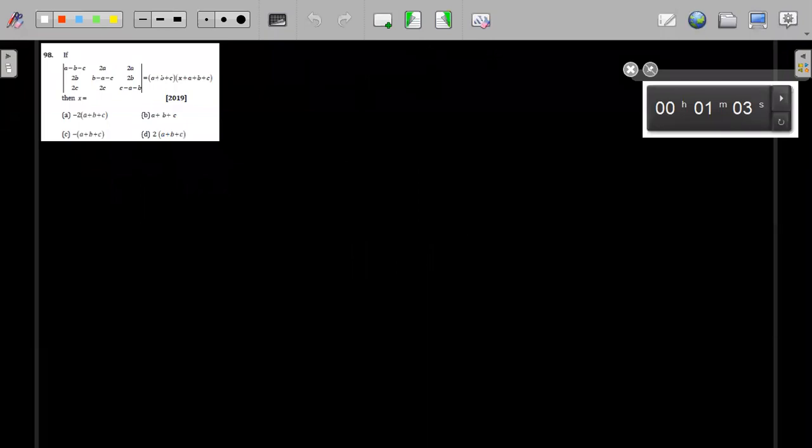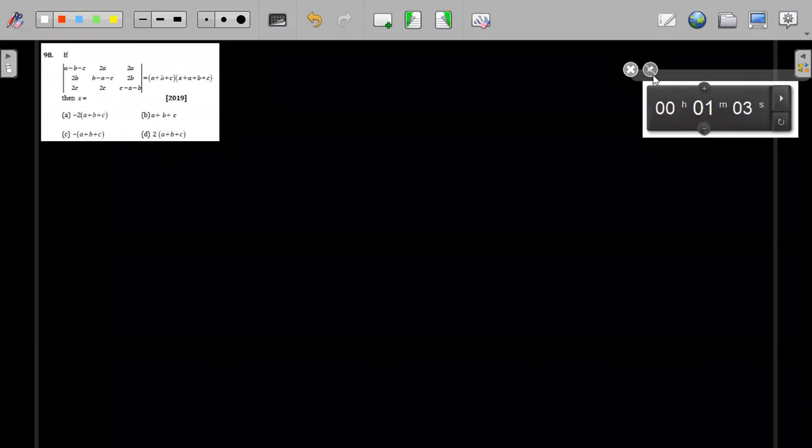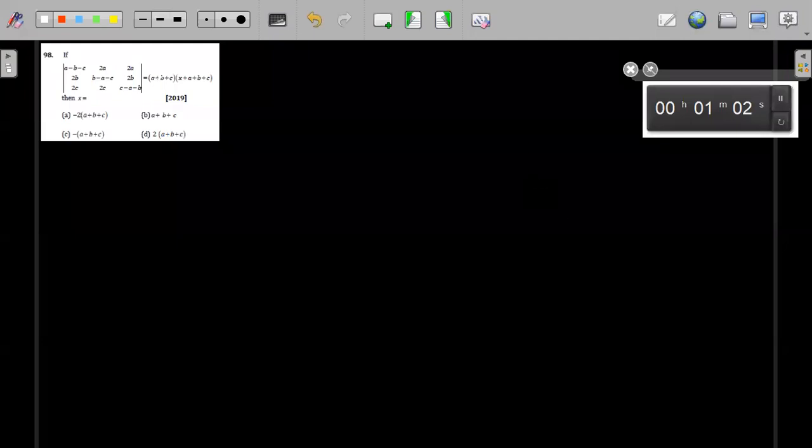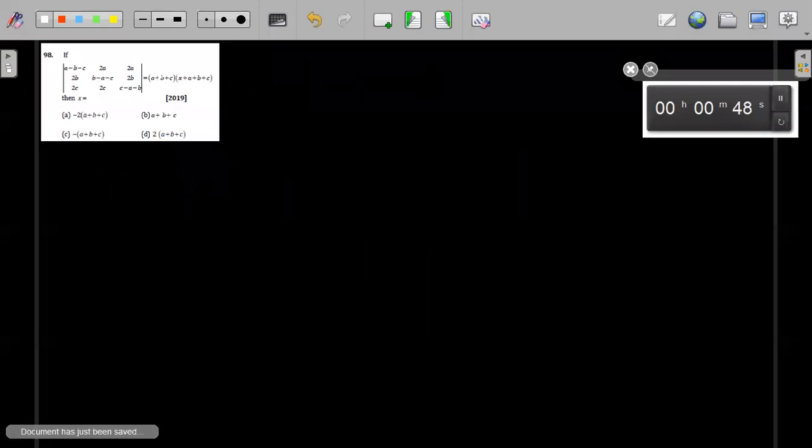Solve this one. This was asked in 2019 JEE Mains, right? So 1 minute, 1 question. For JEE Mains, 1 minute, 1 question. Solve this fast. I think Mains only. This question is Mains. Solve this question. You have 1 minute.